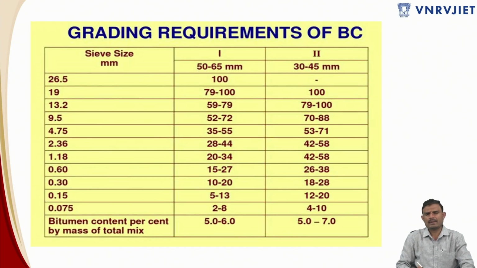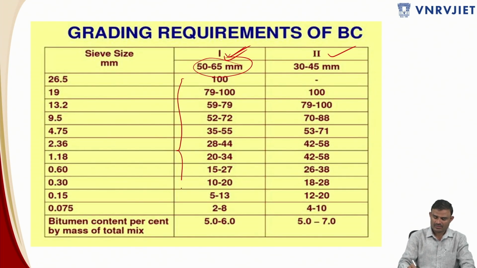I have taken an example of bituminous concrete, which is the surface course of gradation 1. So I am taking this gradation. We have gradation 1 and gradation 2, this is BC1 and this is BC2. The sieve sizes you can have are passing from 50 to 65 mm, and this is 30 to 45 mm.